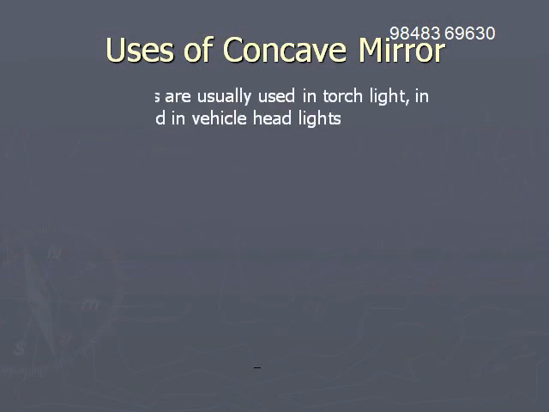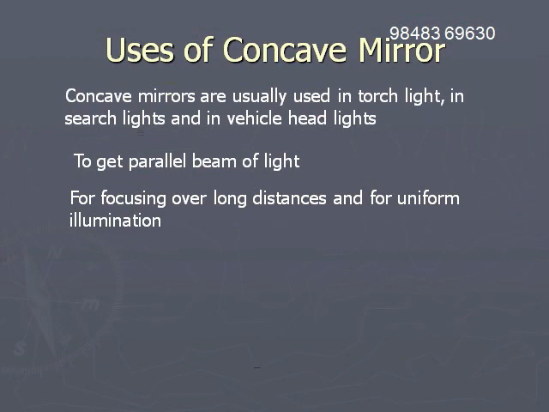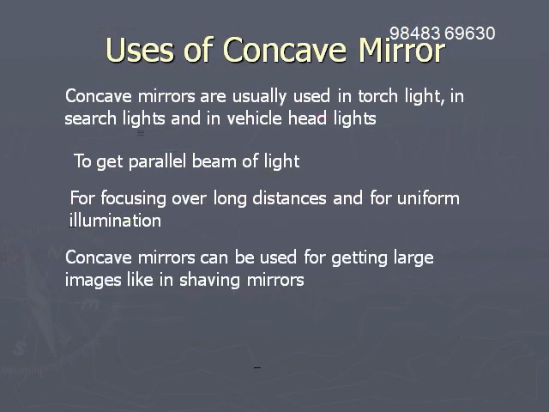Uses of concave mirrors. Concave mirrors are commonly used in torches, in searchlights, and in vehicle headlights, so as to get powerful parallel beams of light. The beams of light obtained are parallel beams so that they can travel long distances without spreading apart, and uniform illumination will be given when the beam is parallel. Hence, to obtain parallel beams, we use the concave mirror in torchlights, searchlights, and in vehicle headlights.